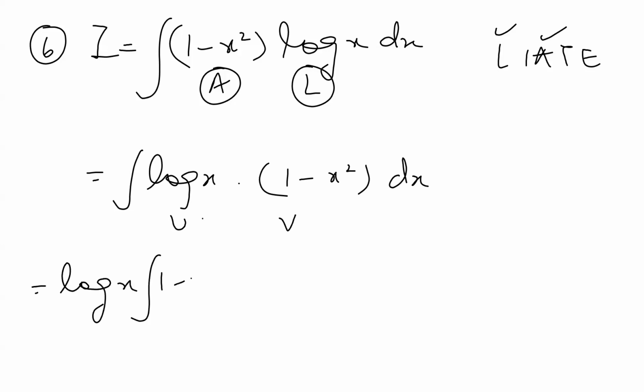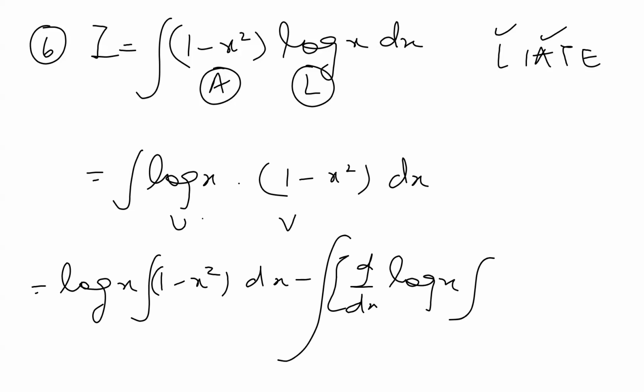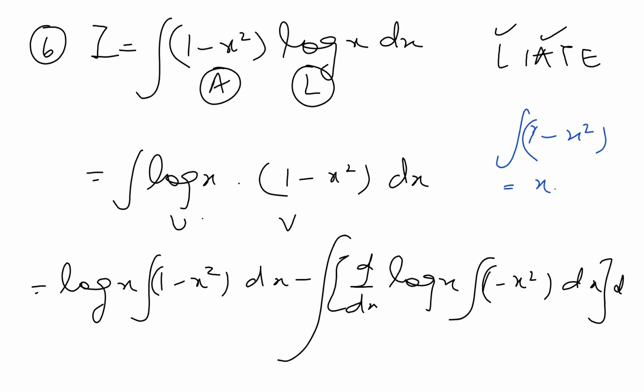So u integration v dx minus bigger integration d by dx of log x, integration of (1 minus x square) dx, bracket close, dx. Now integration of 1 minus x square is x minus x cube by 3. So this and this will be x minus x cube by 3, and derivative of log x will be 1 upon x.